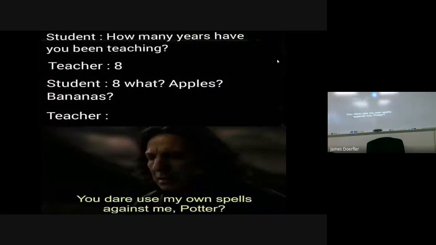So, if you can't see, that is Severus Snape. And so you have students ask, how many years have you been teaching? If you were to ask me that, and I say 8, and you say, 8 what? 8 apples, 8 bananas? So make sure that we all try to abide by this little meme here. Always label anything that requires a label. Okay?